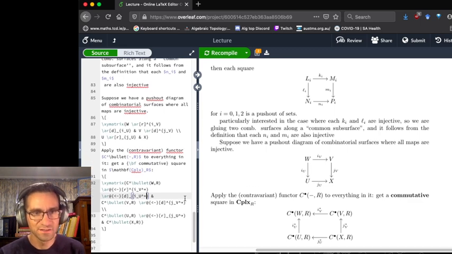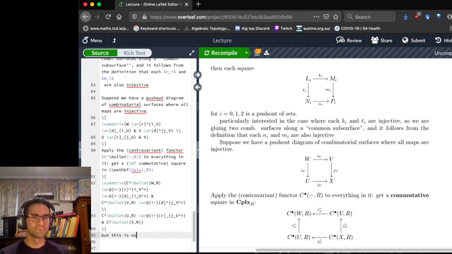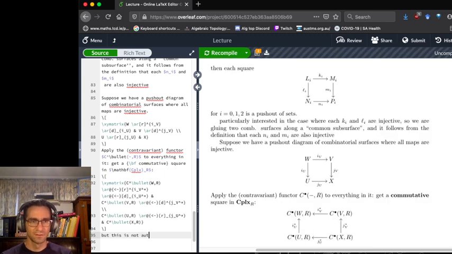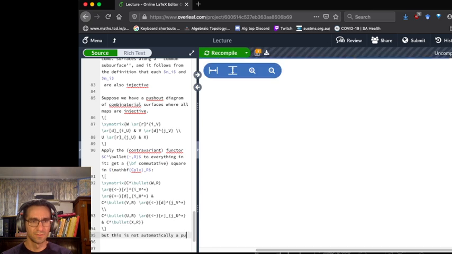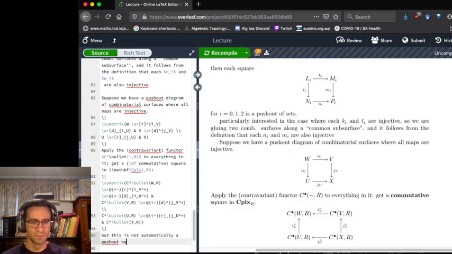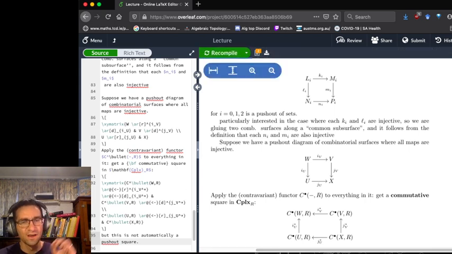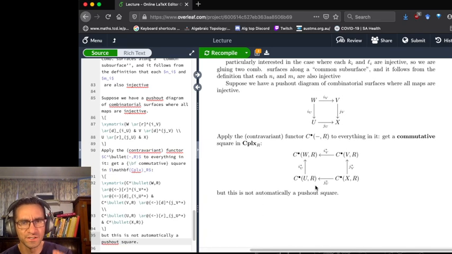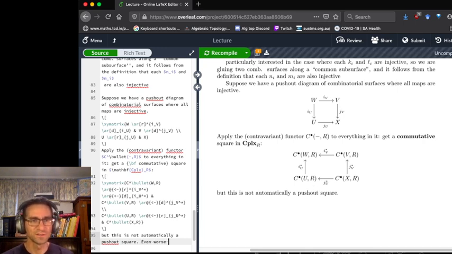All right, so I get this new commutative square. You need to have your functor to have special properties for it to send a pushout square to a pushout square. Yeah, sorry, I just noticed that, Tess. So here, this is maybe not really a big deal.